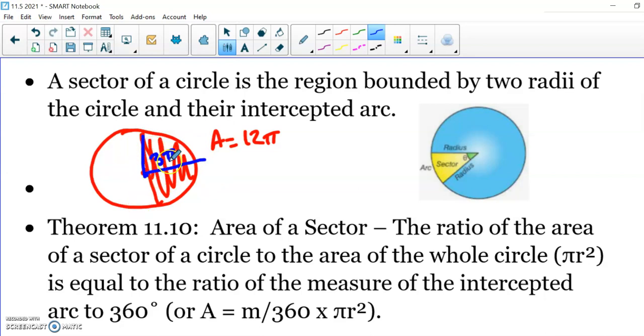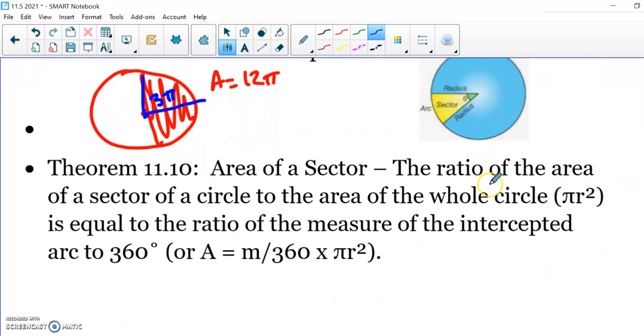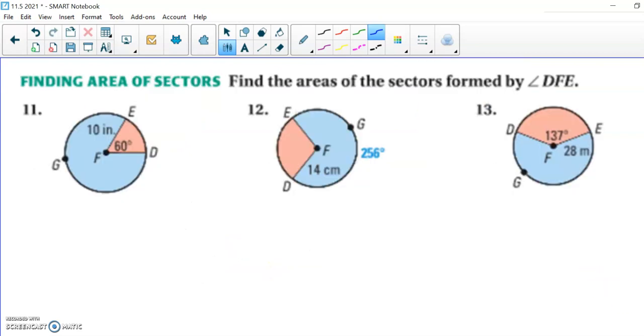So again, what happens if it's not a nice even number like a half or a quarter? We're going to say what fraction of the whole circle is that sector. So we want to know out of 360 degrees, what portion do we have? So we're going to set up a proportion again using two ratios. So the ratio of the area of the sector, our slice of pizza, is to the area of the whole circle. So we're saying what fraction of the whole circle is that, as the measure of the arc is to 360. So let's go ahead and practice that.